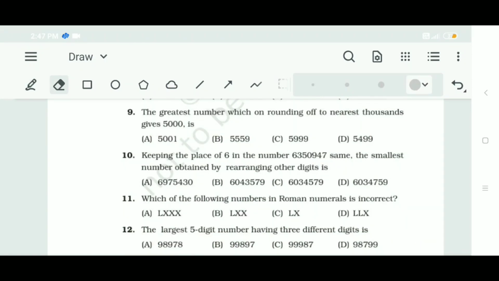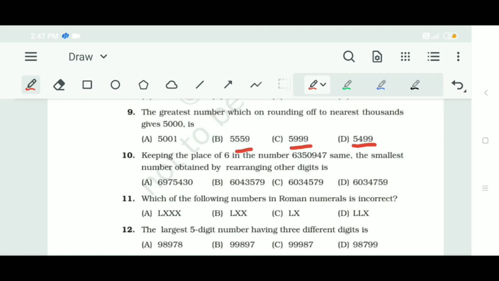In question number 9 it is written, the greatest number which on rounding off to nearest thousands gives 5000. Here 5000 is given. Here the rounded off number is given. You have to find among these answers which one has been rounded off. So let's check them all. How to check it? For 5000 we will just check the last 3 digits of each number.